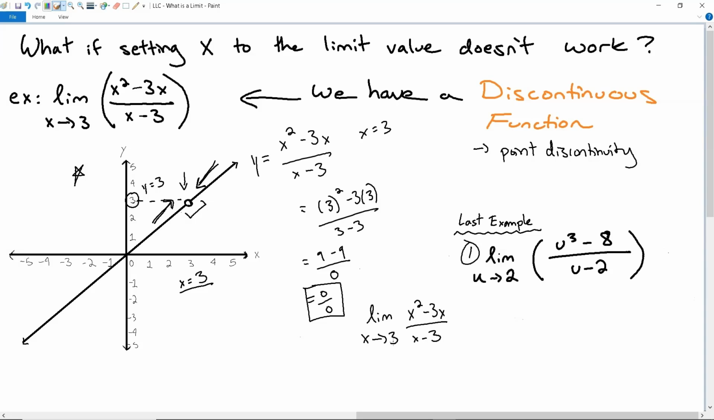Once again, if I just plug in the 3 here, I'm not going to get anywhere. What I can do is manipulate the function to see if I can get rid of this undefined value. So I'm looking at the x squared minus 3x. What I could do is just pull out an x, factor that out.